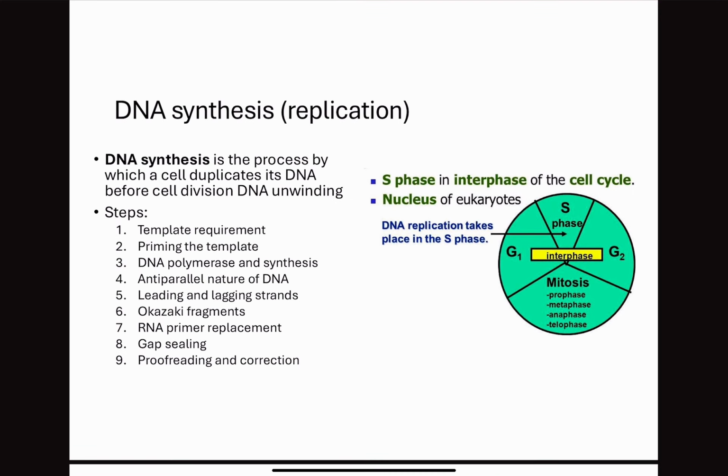So, DNA synthesis is the process by which a cell duplicates its DNA before cell division. In the S phase of interphase, we have the replication of DNA, and that happens in the nucleus of eukaryotes. So DNA replication will only take place in the S phase, which only occurs during interphase of the cell cycle.